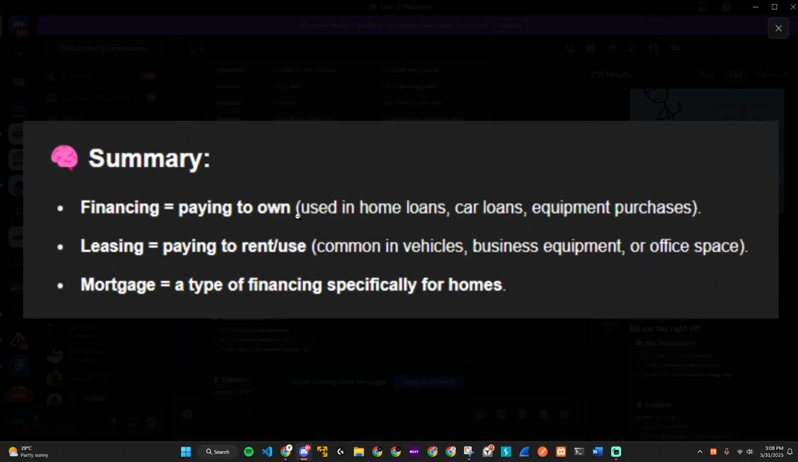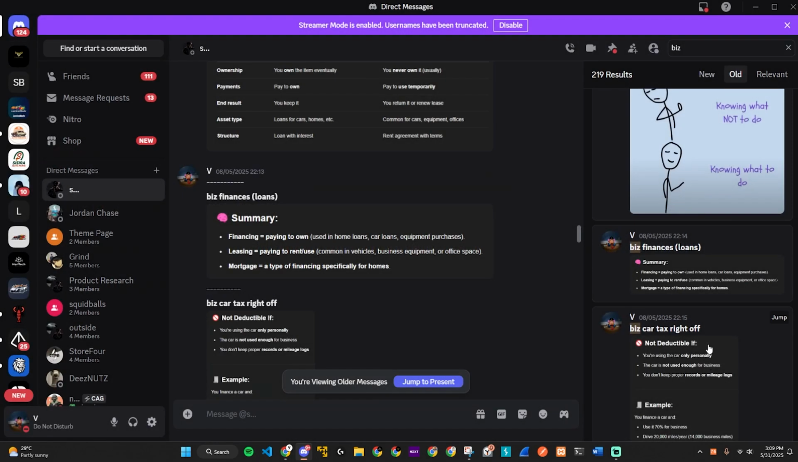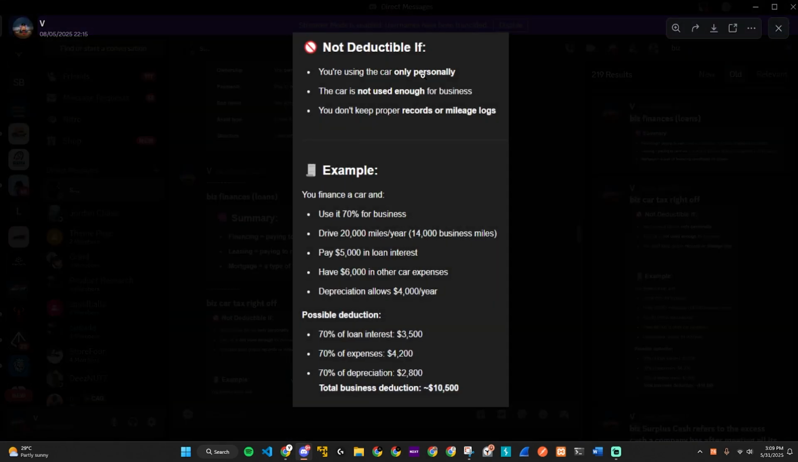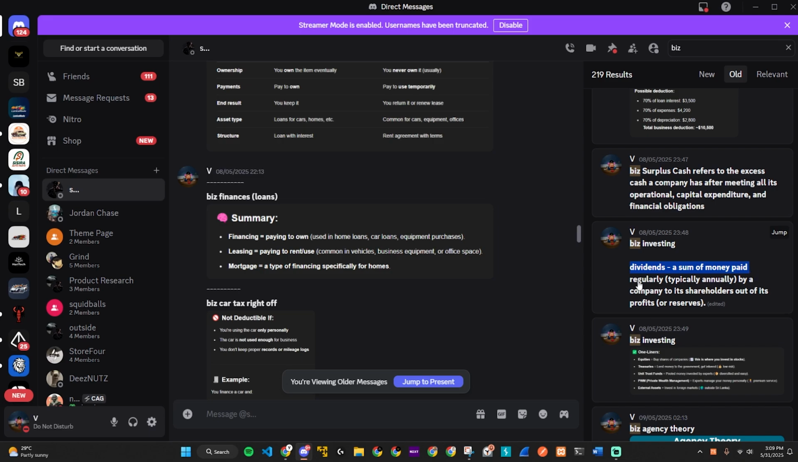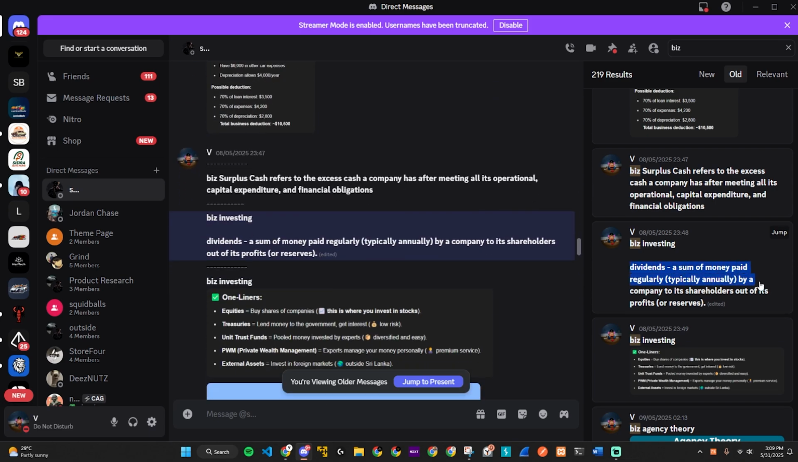Finances used for whole homes, paying rent, common vehicles, business equipment, or office space. This type of finance is specifically for homes. Using the car personally, the car is not used enough for business. You can keep it, right, with tax write-offs. Surplus cash refers to the excess cash a company has after meeting all its operational, capital expenditure and financial obligations. Dividends, yeah, right.